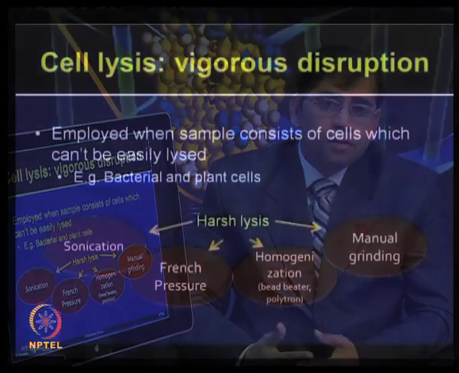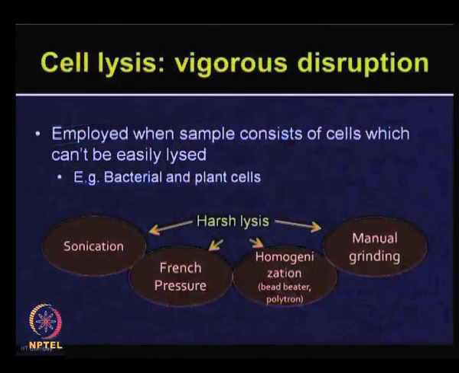Then sonication and French pressure are more used when you are applying bacterial and yeast or different types of cells which are difficult to open. We will talk about these in more detail in more specific examples when we talk about how to extract proteins from bacterial sample.